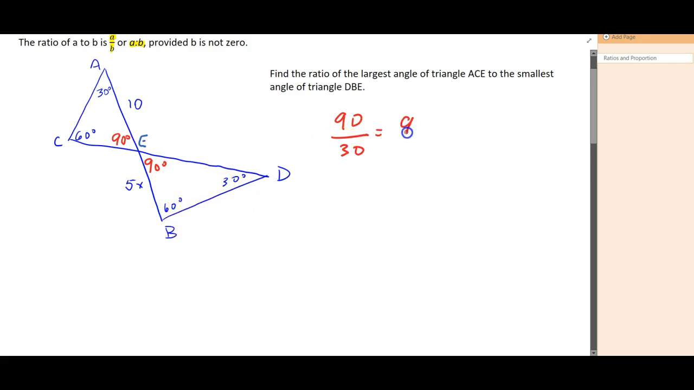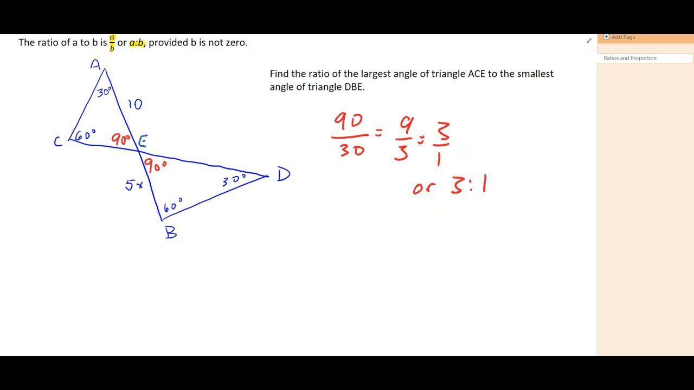Okay, so the largest angle of triangle ACE is 90, and the smallest angle of triangle DBE is 30. And 90 over 30 reduces to 9 to 3, which is 3 to 1. Or you could write it like that. Either one of those answers would be correct.